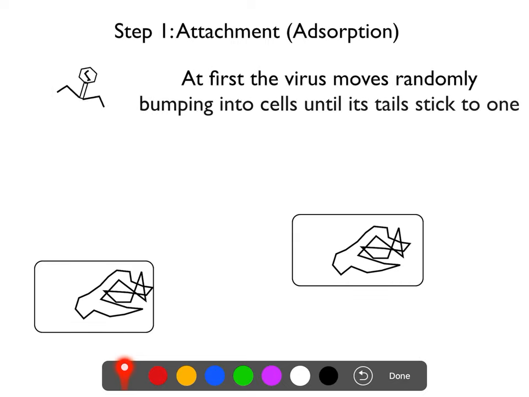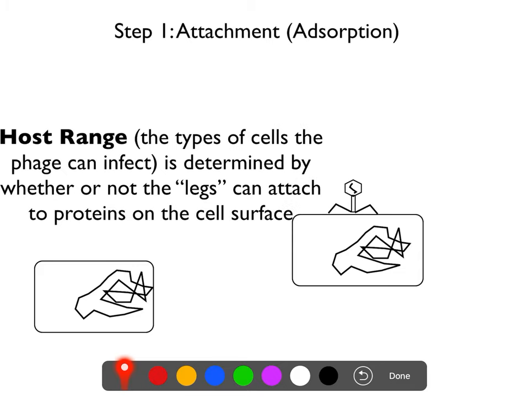So let's see here. The virus is moving randomly, bumps into cells until it lands on one with its tail fiber, boom, sticks. Since the first step is to stick to a cell, the first thing that determines what's called host range, right? The host range is the type of cells that a virus can infect, is whether or not it can stick.